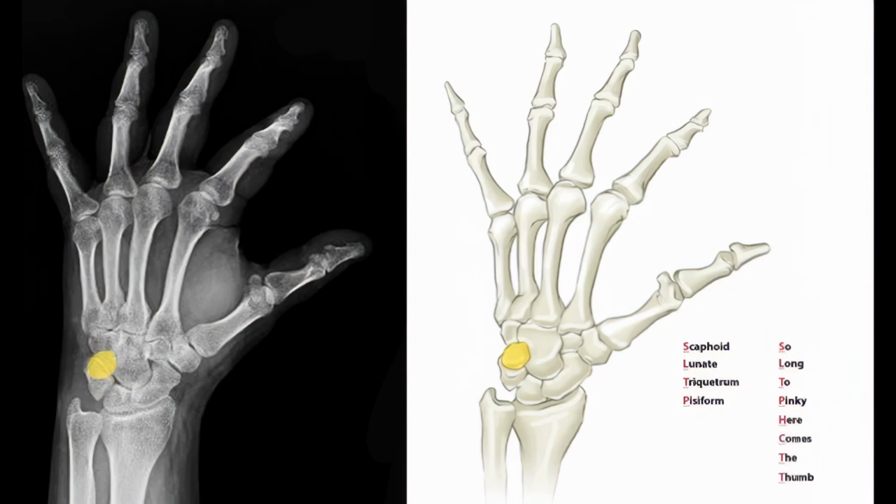And then "here comes the thumb" goes back the other way toward the thumb: hamate, capitate, trapezoid, and trapezium. And if you have trouble remembering which of those is closest to the thumb, just remember the thumb swings on the trapeze, like the trapezium.